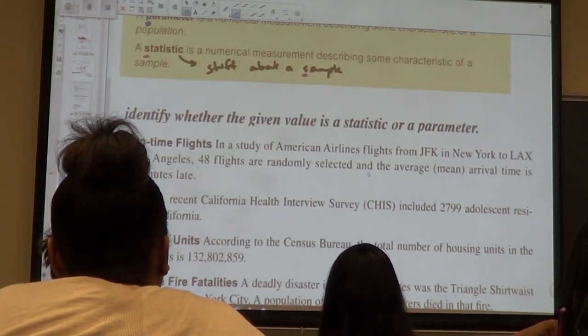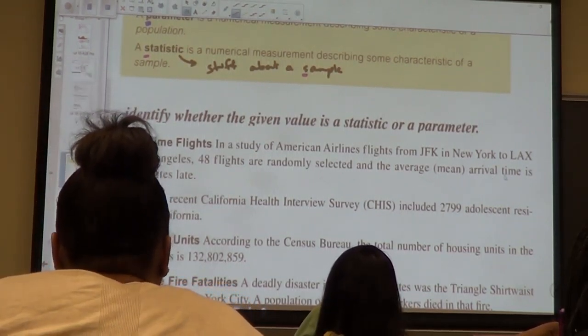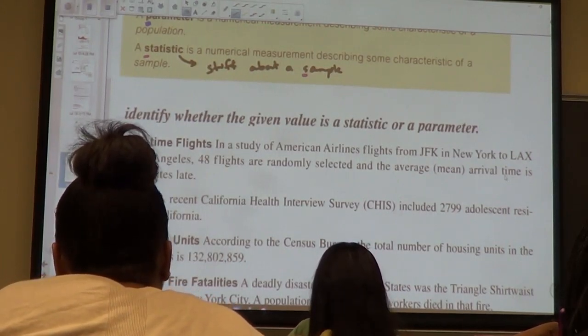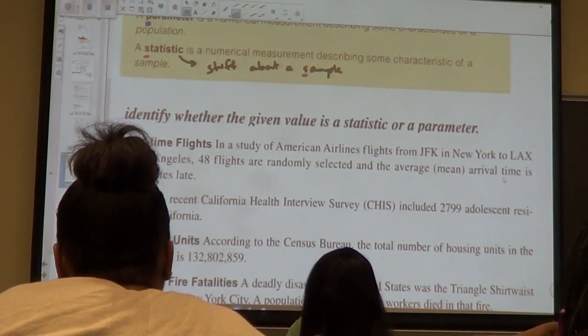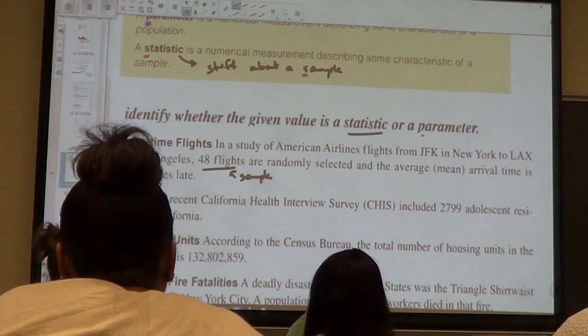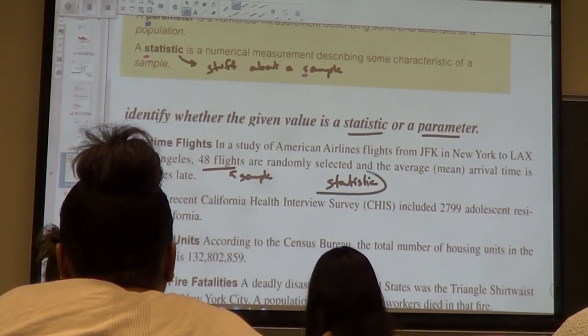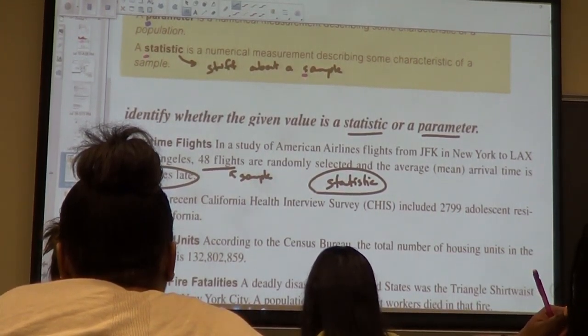In a study of American airline flights, 48 flights were randomly selected and the average mean arrival time is 8.9 minutes late. So in the problem, am I talking about all flights or am I talking about a few flights? I'm talking about 48 flights, which is a sample. So is it a statistic or a parameter? It is a statistic, because it's talking about a sample.